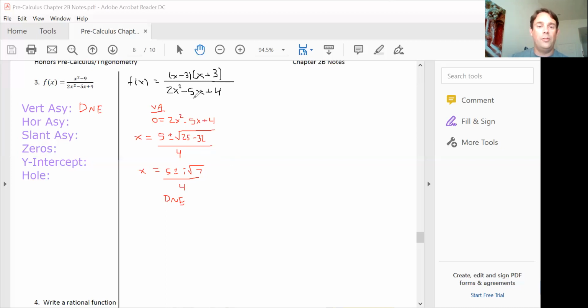By the way, friends, if my denominator doesn't factor, that means there also cannot be any factors in the numerator it can cancel out with. So that tells me there will be no holes on this one.